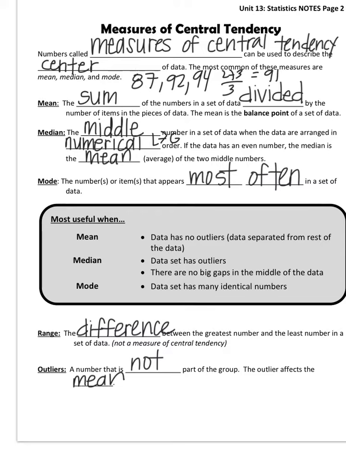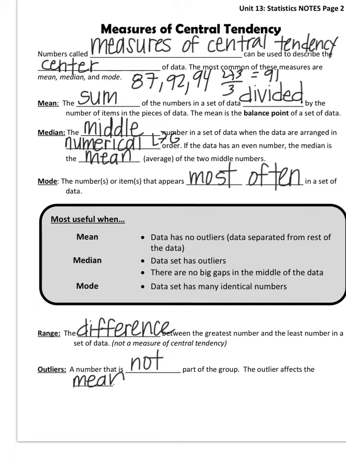Alright, so mode is the number that appears the most often in a set of data. I remember that because mode and most sound alike. This is important right here. You use the mean if you have no outliers, because if you have outliers, that's going to affect your mean. It'll either pull your mean up or pull it down. You can use the median if you do have outliers and there are no big gaps in the middle of the data. You use the mode if you have lots of numbers that repeat.